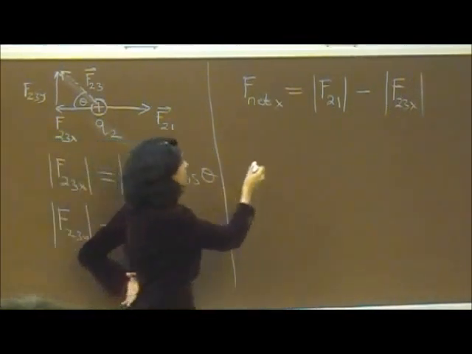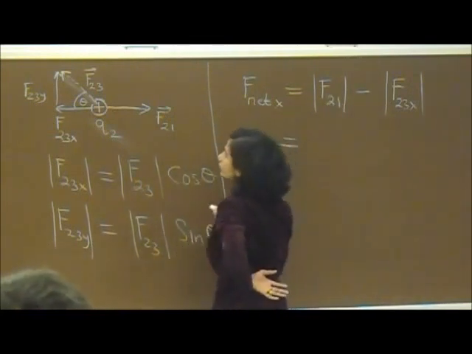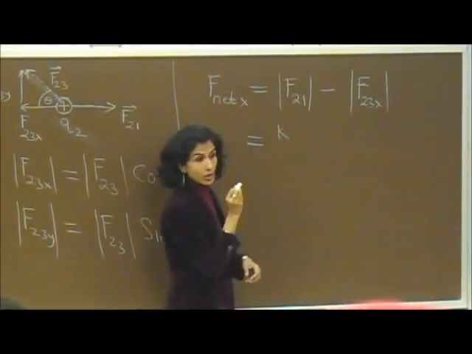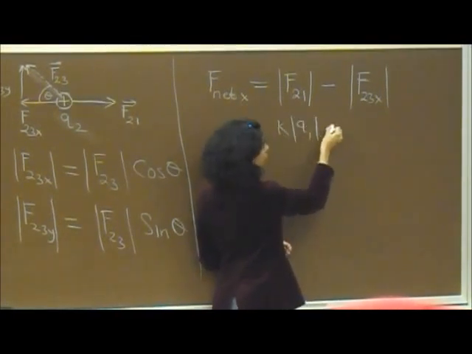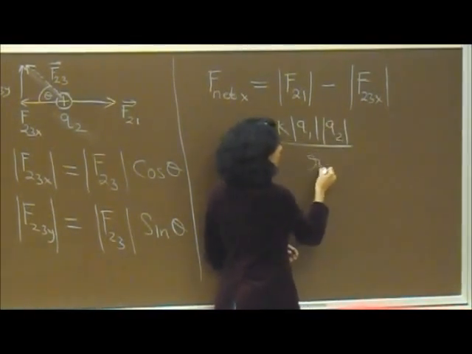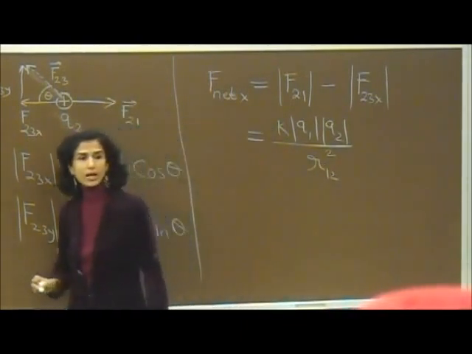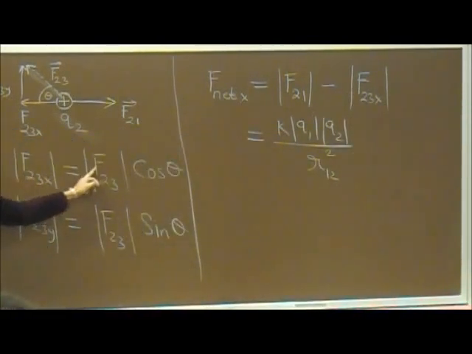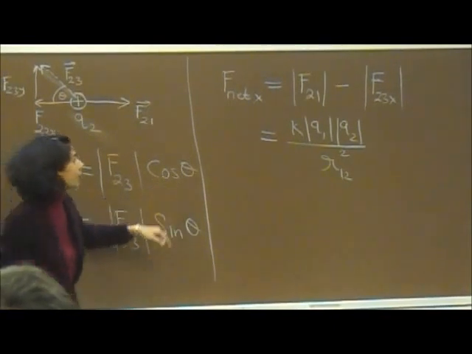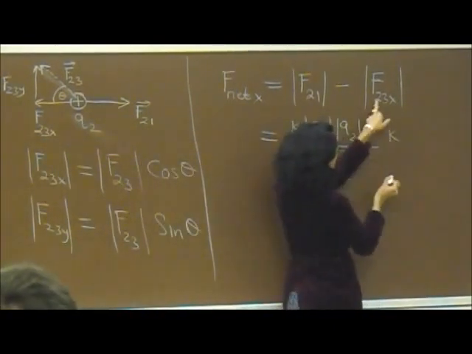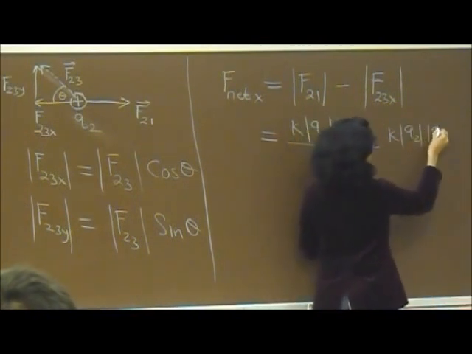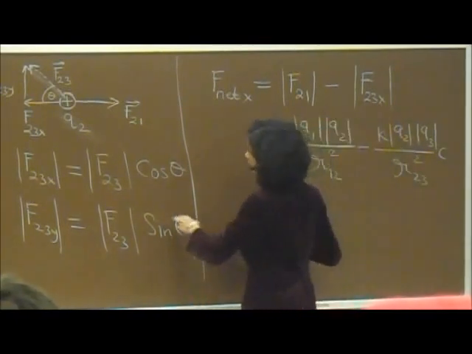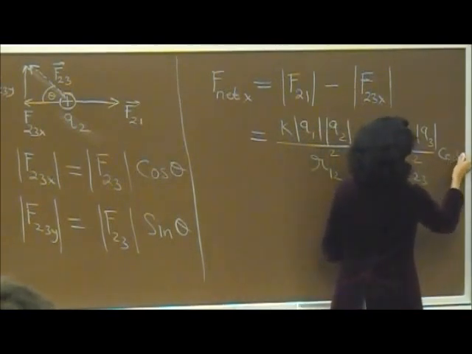Right? And what is this? So this will be equal to F21. What is F21? Can you tell me what it will be? From Coulomb's law, it'll be K, Q1 magnitude, Q2 magnitude, divided by the distance between 1 and 2 squared. Let's give it a name, R12. Okay, what is F23x? We already said F23x is going to be F23 times cosine theta. Right? So this is going to be minus K Q2 Q3 divided by the distance between 2 and 3 squared, times, since it's the x component, cosine theta.